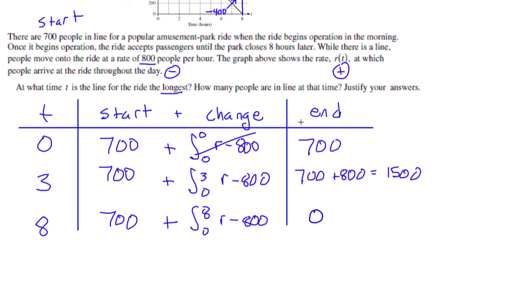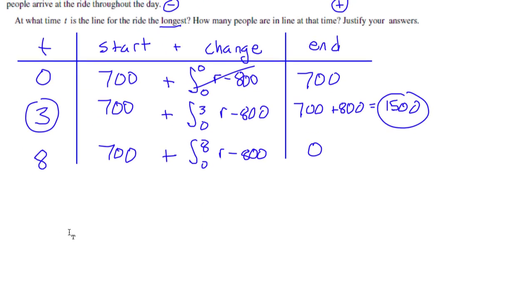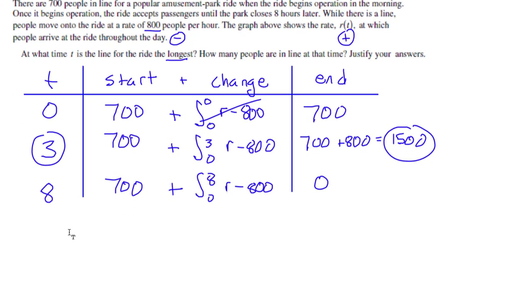All right, this all boils down to a final answer of saying, when is the line the longest? What is the biggest value? There it is. It's at time t equal to 3. So let's come down here and type in our final answer. Oh, what happened to all of our work? It'll fix itself later. I'm thinking there it is. So the line is longest at t equal to 3 hours with 1,500 people.